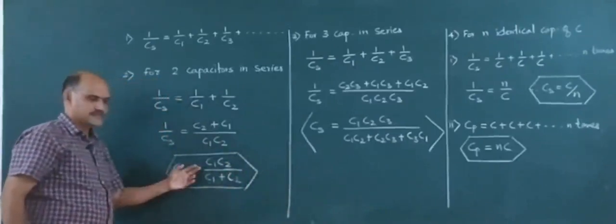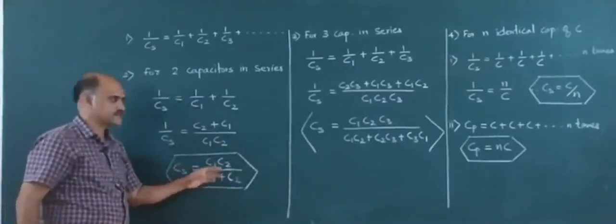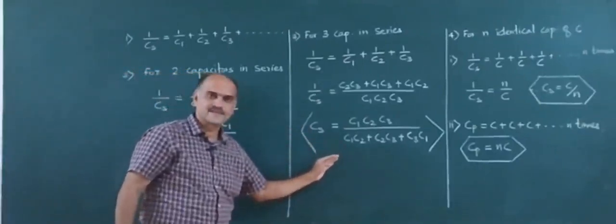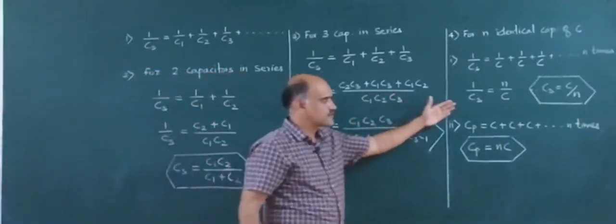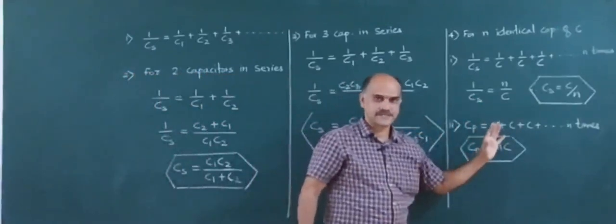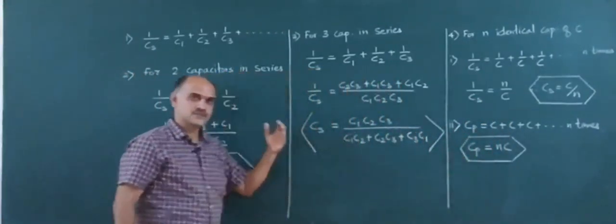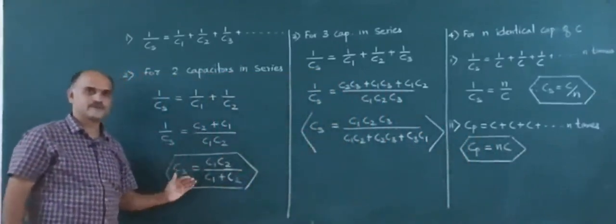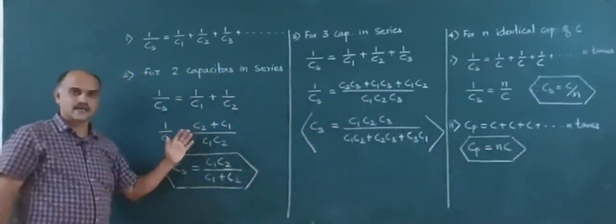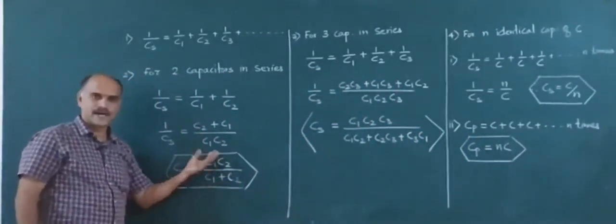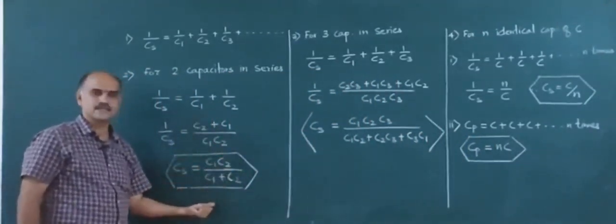That is, Cs is equal to C1 C2 by C1 plus C2 when 2 capacitors are in series. This is when 3 capacitors are in series. This is for identical capacitors, both in series and parallel. Clear, students? In the next session, we will be solving circuit diagrams or problems on these, that is series, parallel connection and parallel plate capacitors.